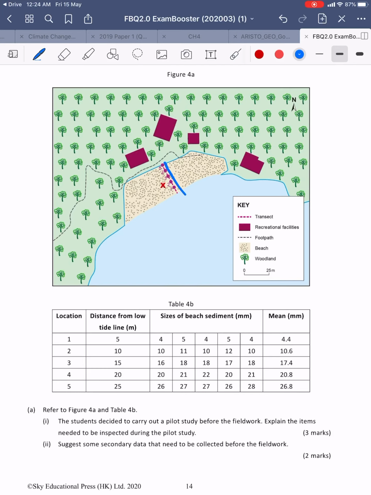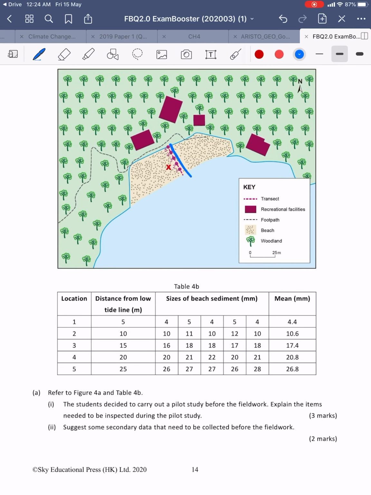Okay, so the student decided to carry out a pilot study. How to do the pilot study? Maybe we can take photos for the pilot study because we don't know what's happening, and then maybe we can use a ranging pole or a measuring tape to measure how far the beach is, and then we can clear cut the interval.